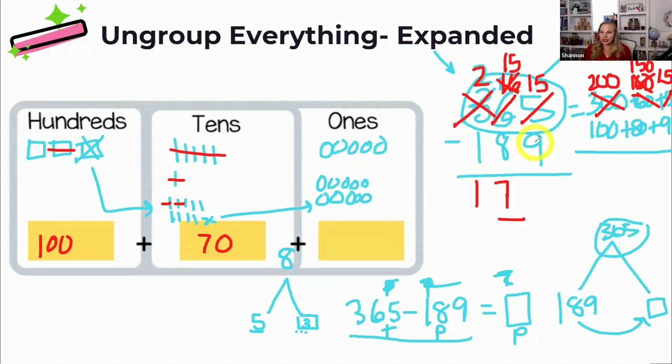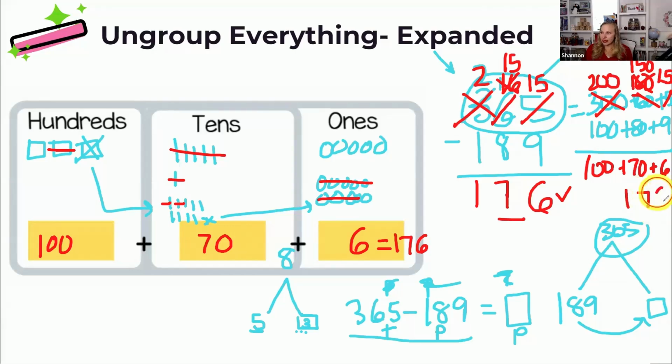15 ones minus 9 ones, so let's just take away 9 right away. Notice it's a minus sign, means I have 6 ones left over. Did I just do my math right? There we go. Okay, so now I have 1, 2, 5 worked. My answer is 176. My answer over here is 176. 200 minus 100 equals 100. 150 minus 80 equals 70. And 15 minus 9 equals 6. So I have 176. So all my answers match.